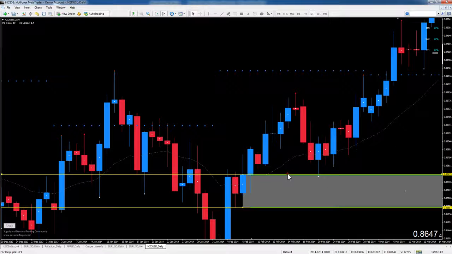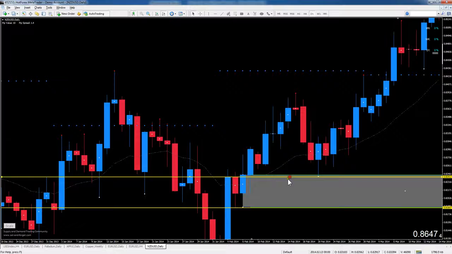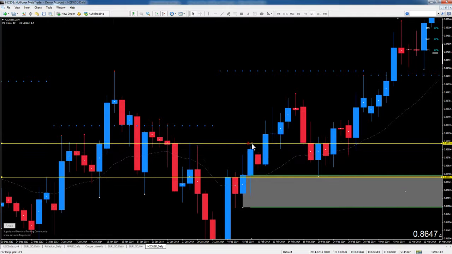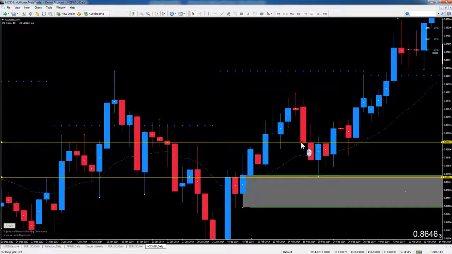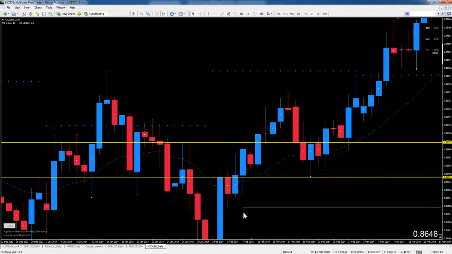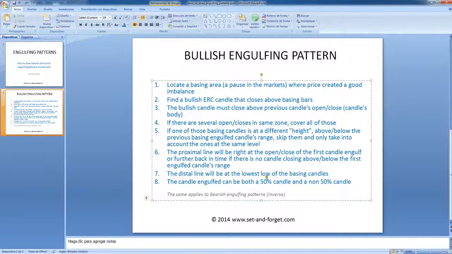So the level would be right, the lowest low will be there, and then right there, covering those 3 candles. Why those 3 candles? Let me explain to you why. Okay, let's go to the PowerPoint thing.